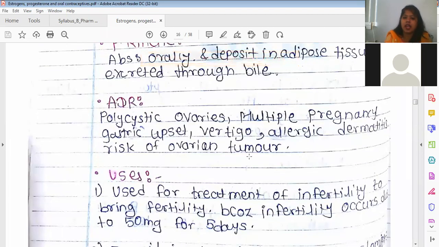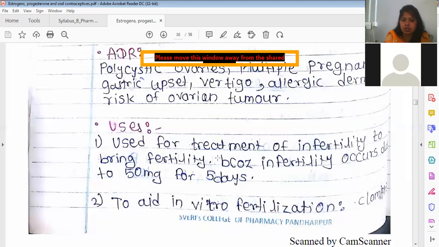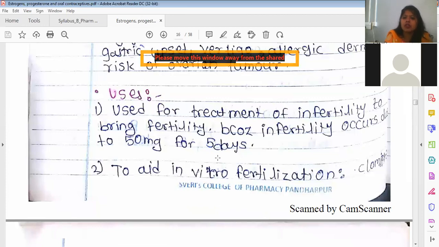मग दिल्यानंतर अँटी इस्ट्रोजन डेरिव्हेटिव्ह जर दिले तर काय होतं पर्सनमध्ये, तर it will cause polycystic ovaries, multiple pregnancies is also there, sometimes gastric upset is there, vertigo is there, allergic dermatitis is there, and sometimes there is a risk of ovarian tumor also. And what are the uses? It is used for the treatment of anti-fertility.